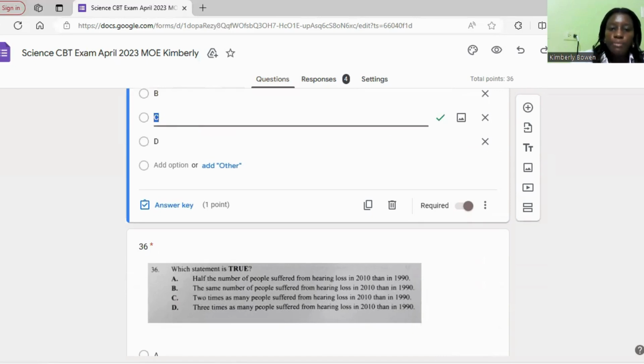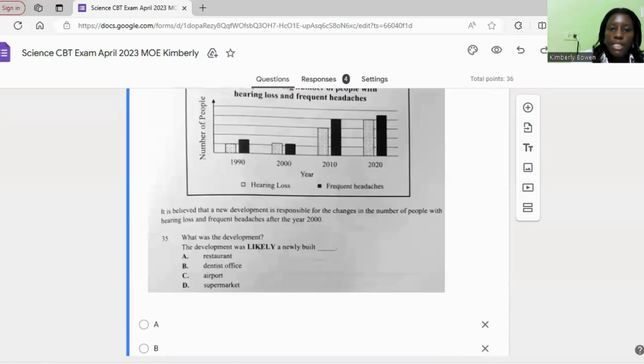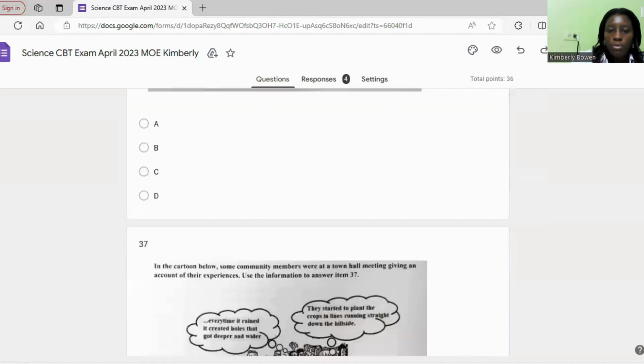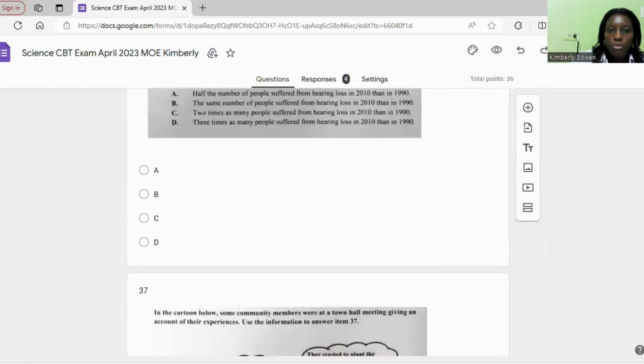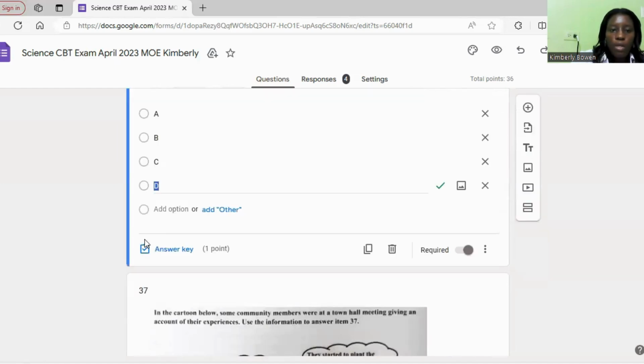Three times, sorry. Three times, let's look at it. So there is 1 here for 1990, and there's actually 1, 2, 3 here for 2010. So the correct answer is D. Let's move on to number 37.